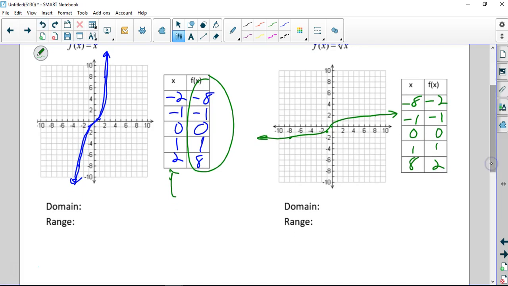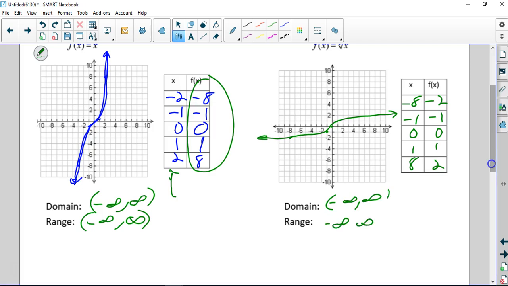So let's do the domain and range. I forgot to do it on the last one, so they're kind of going to be the same. Domain is -infinity to positive infinity. It's going to keep going left and right. And my range is also going to be the same. That's going to be the same for both of these. Because they're continuing to go left and right, and they're continuing to go up and down on both of them. No difference.